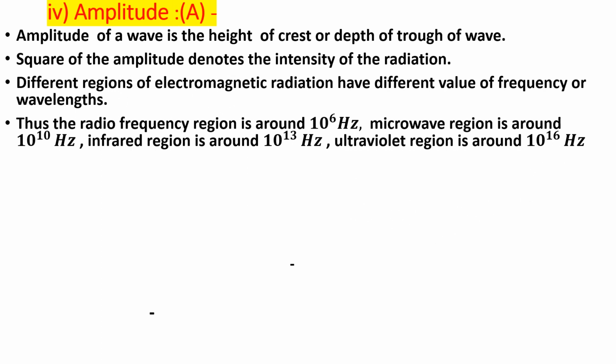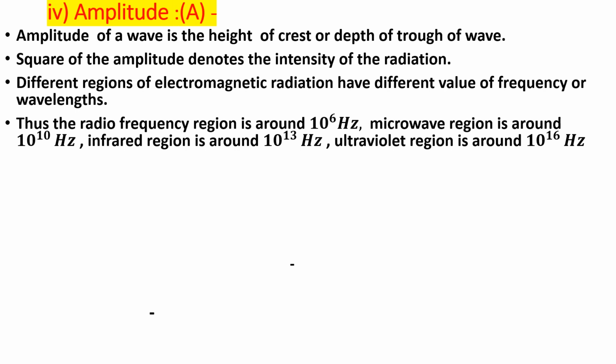Amplitude of a wave is the height of the crest or depth of the trough of the waves. This is what is the crest and what is the trough. This concept you have to simply observe in the figure. Square of the amplitude denotes the intensity of radiation.